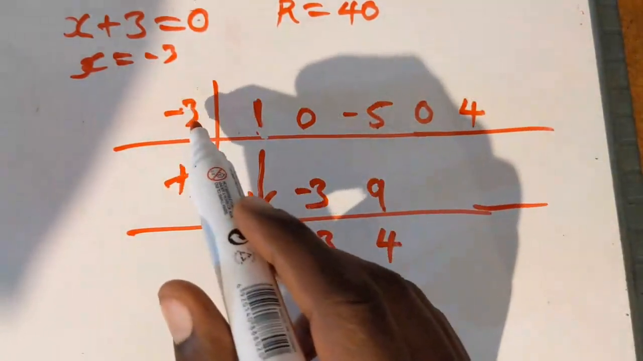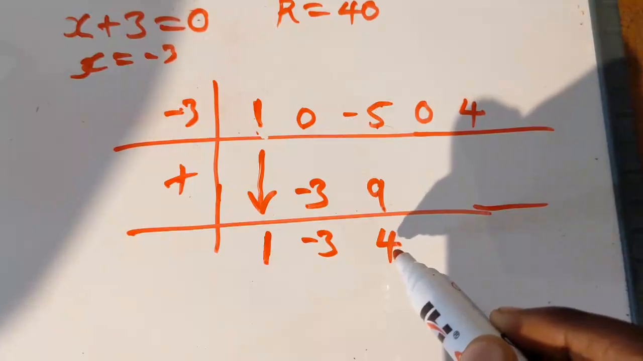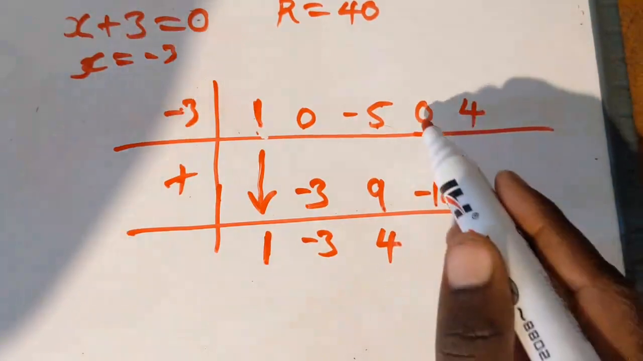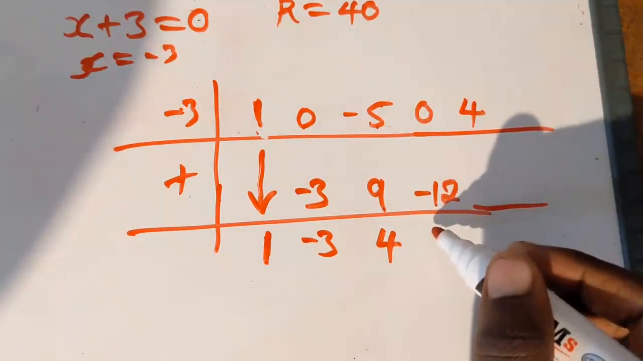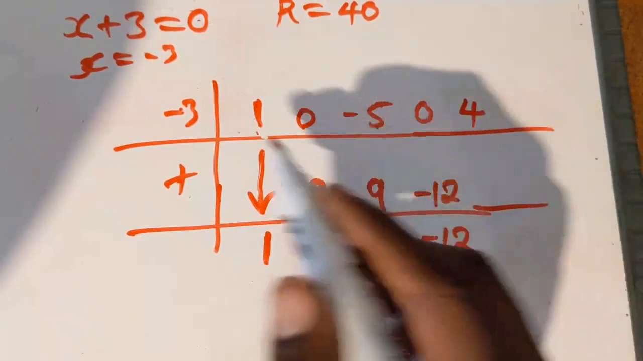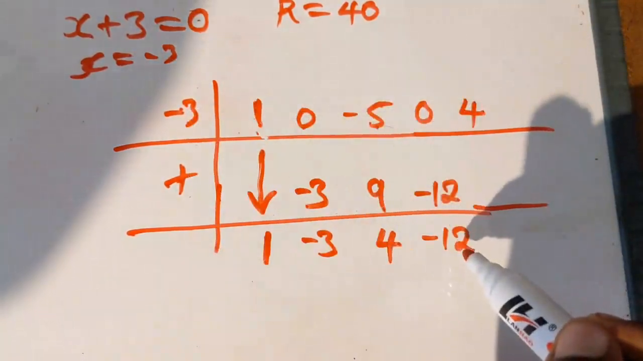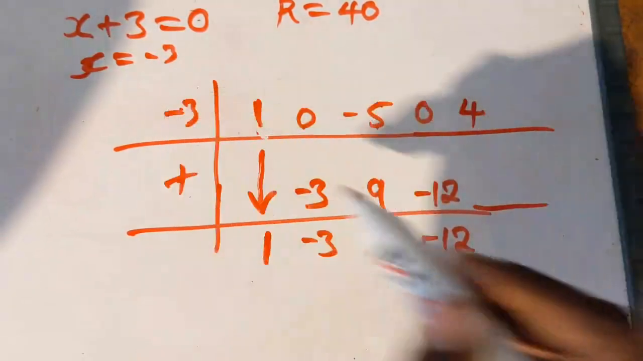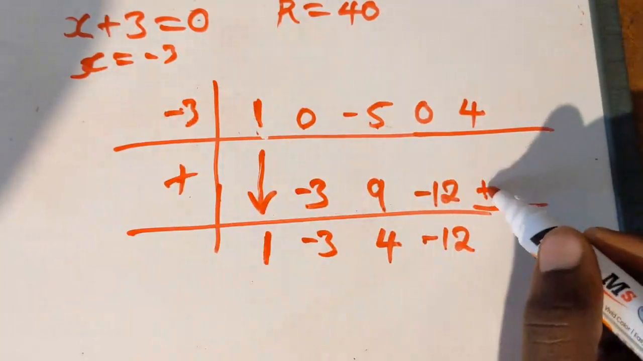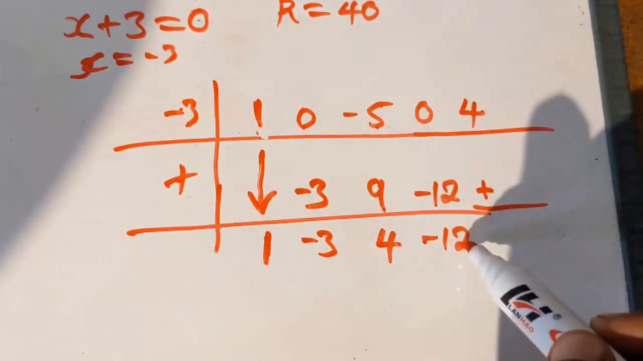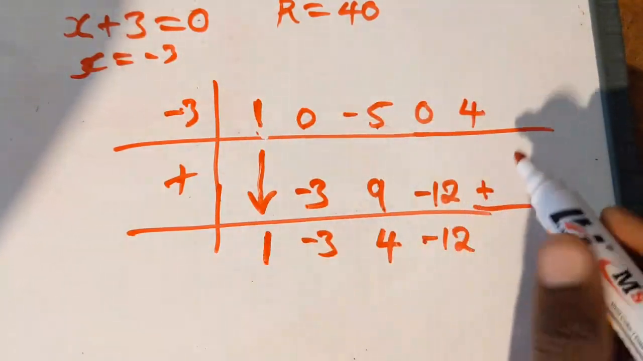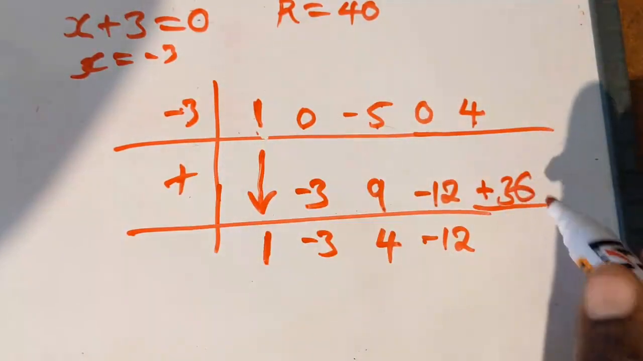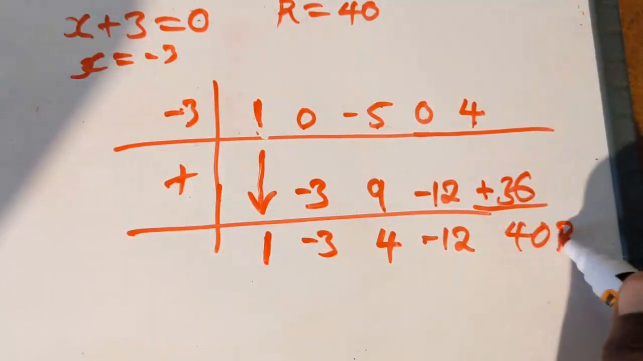Then negative 3 times positive 4, it is going to give you negative 12. Okay, negative 12. So 0 plus negative 12 is going to give you negative 12. Then 3 times negative 12, so this is negative and negative. So negative times negative is positive. Then 3 times 12 is going to give you 36. Okay, then 4 plus 36 is 40. So the remainder is 40.